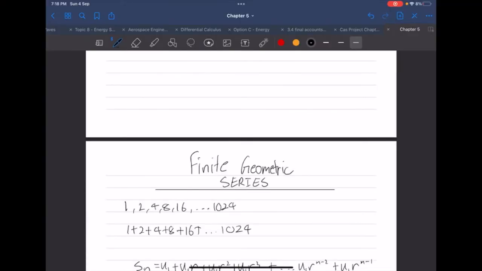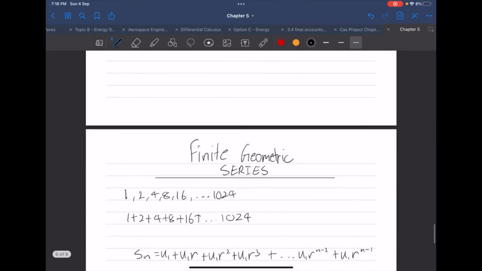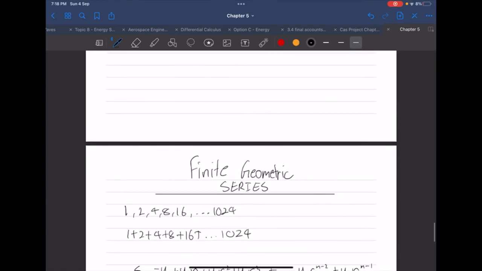The final part of this chapter will be looking at finite geometric series. So here we can see what a sequence will look like. Like I said previously, it has commas, so this makes it a sequence, whereas the addition signs make it a series. And like I said, they have to have the same ratio each time. That's how you know it's geometric. So 2 over 1 is 2, 4 over 2 is 2, 8 over 4 is 2. So this is a geometric series because they have the same r.